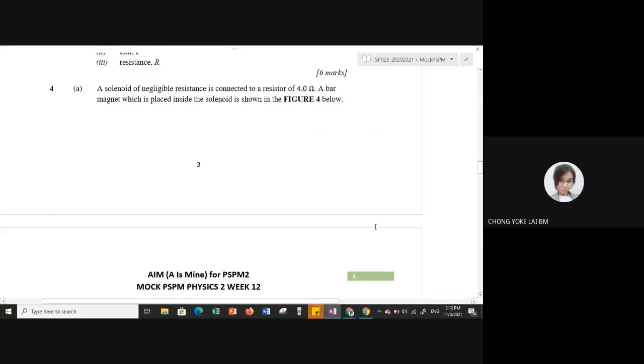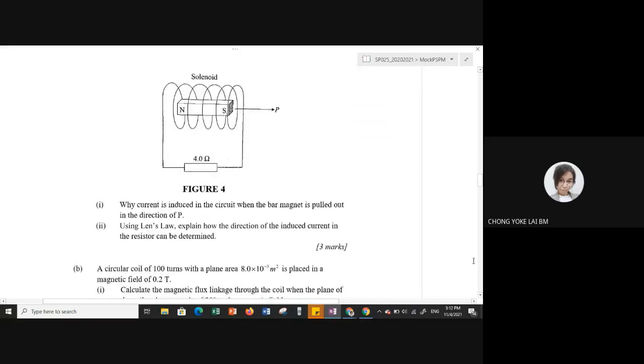So question 4, I give you a solenoid of negligible resistance connected to a resistor of 4 ohm, this one. We have a solenoid, we connect to a resistor. So we do not have a power supply, at the very start there is no current. A bar magnet which is placed inside the solenoid is shown in figure 4 below.